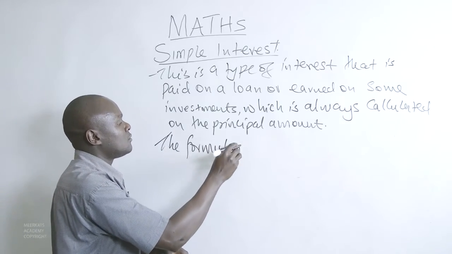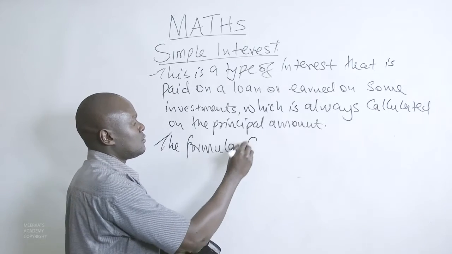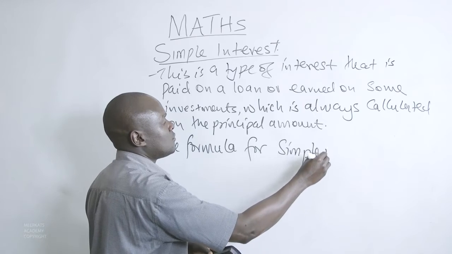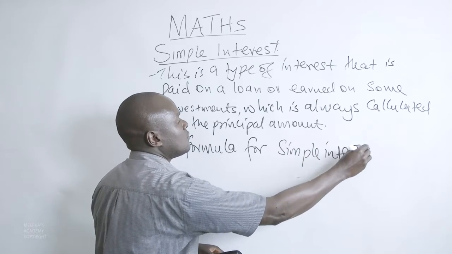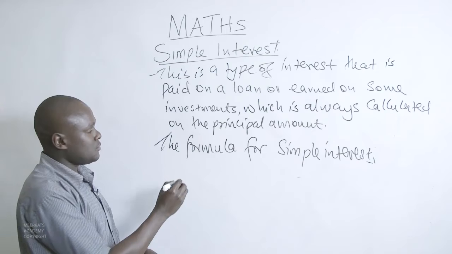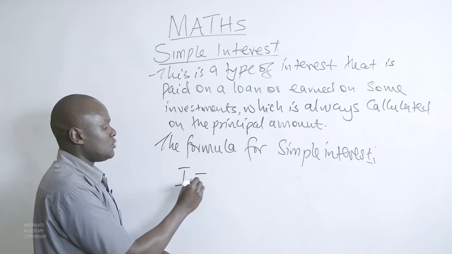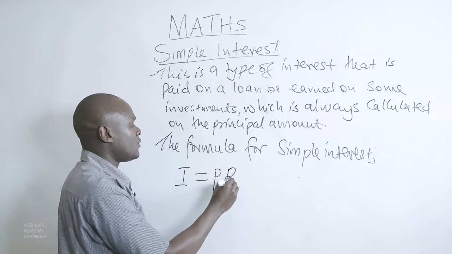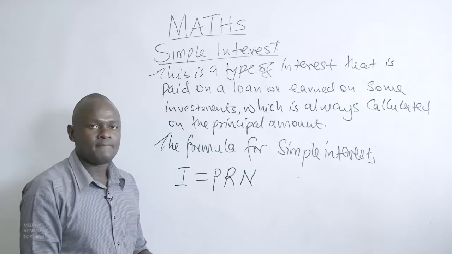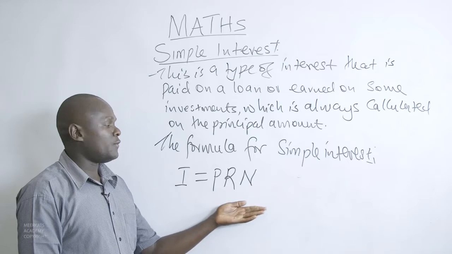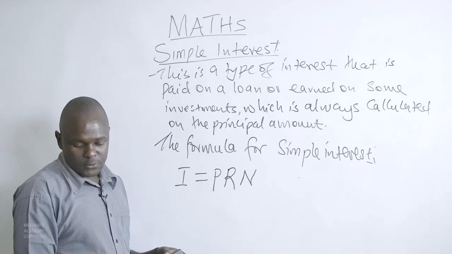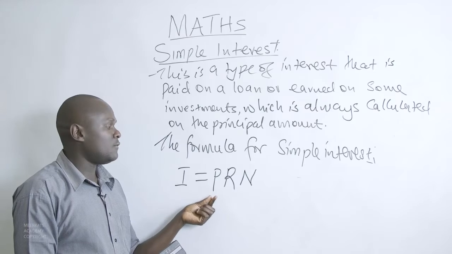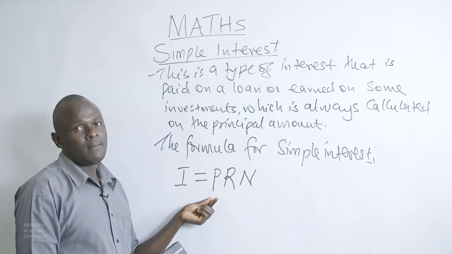The formula for simple interest is interest should be equal to the product of the principal amount multiplied by the rate and the period. We have these variables in the formula that we are going to explain so that we get to understand what each and every component of this formula means.